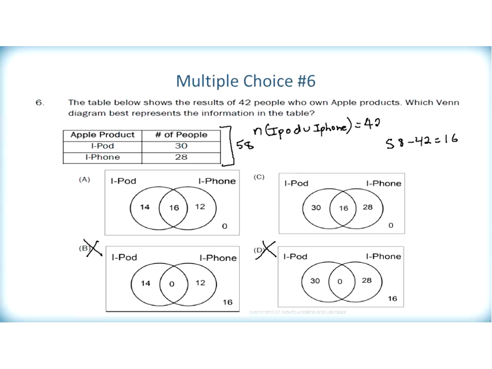Now if we look at the iPod, there's, sorry, 30 people that have the iPod. 16 of them have both. That leaves 14 for just an iPod. So A would be our answer.